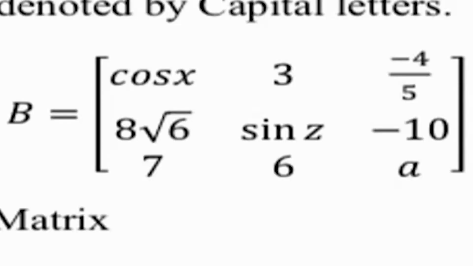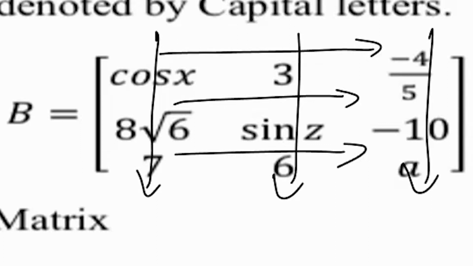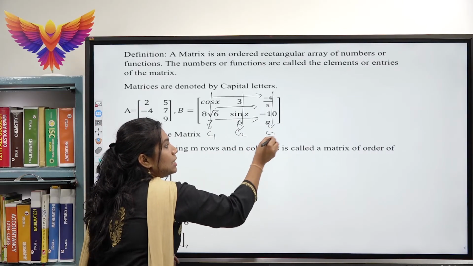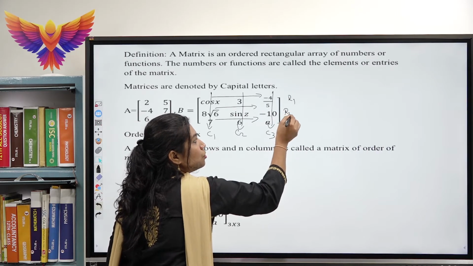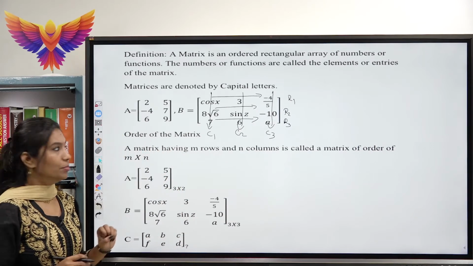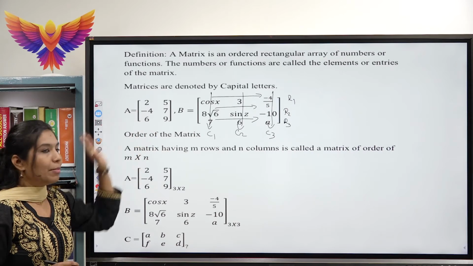The same way, when you look into the second matrix, I have three different rows because we have three horizontal lines, and three different columns. So I have three columns which can be represented as C1, C2 and C3, and the same way R1, R2 and R3. Three rows and three columns. So this is about the rows and columns that we come across in a matrix.